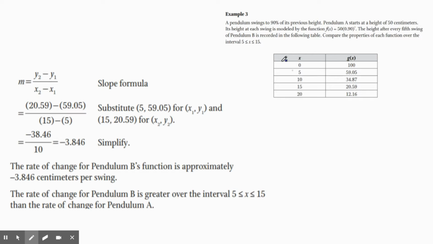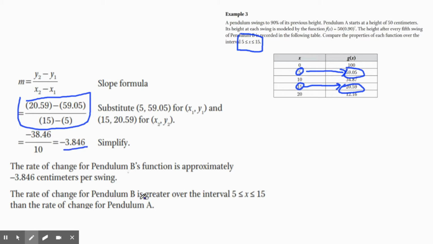For g of x, we're going to use the same interval, 5 less than or equal to x less than or equal to 15. So we're only using when x is equal to 5 and when x is equal to 15. And we need their corresponding y values, or what are the values of g of x at both of those points. So now these numbers will go into the rate of change formula, as you can see right here. And those simplify to a value of negative 3.846 centimeters per swing for pendulum B, or in other words, g of x, that rate of change.